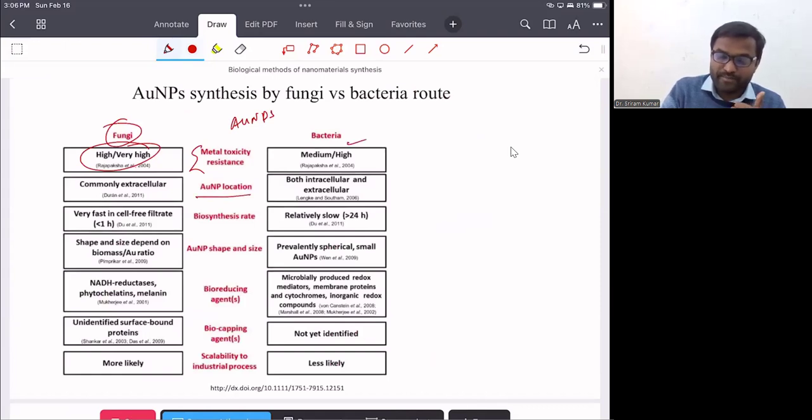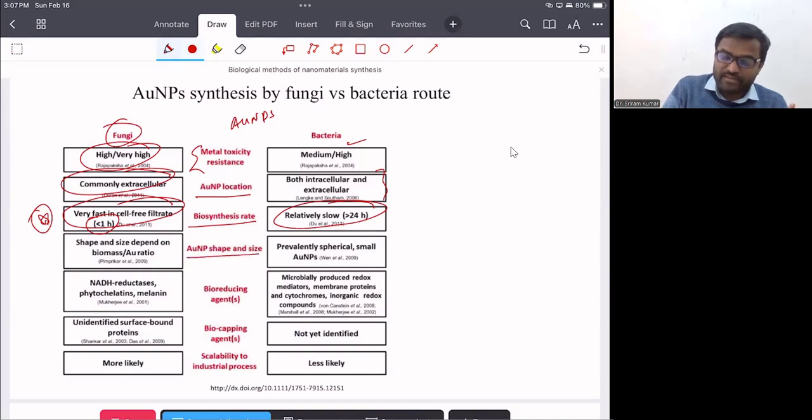Second is the location of the material. In fungus, the location of the nanomaterials is most commonly extracellular. However, in bacteria, the nanoparticle location may be intracellular or extracellular. The third important point is the biosynthesis rate. In the fungus, we have very fast synthesis of the nanomaterial. However, in bacteria, we have a very slow process that may take more than 24 hours, as compared to the fungus, which may take less than 1 hour. That's the important point here.